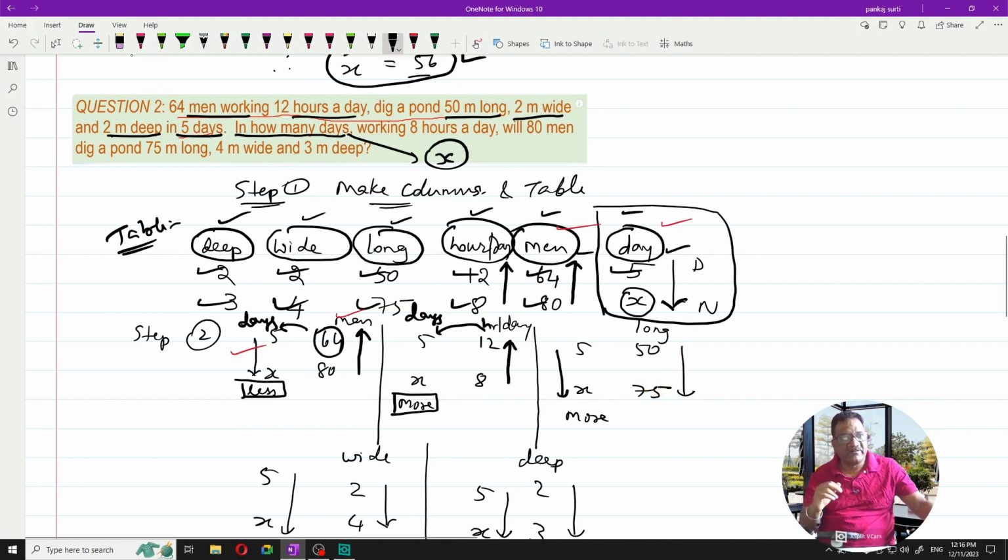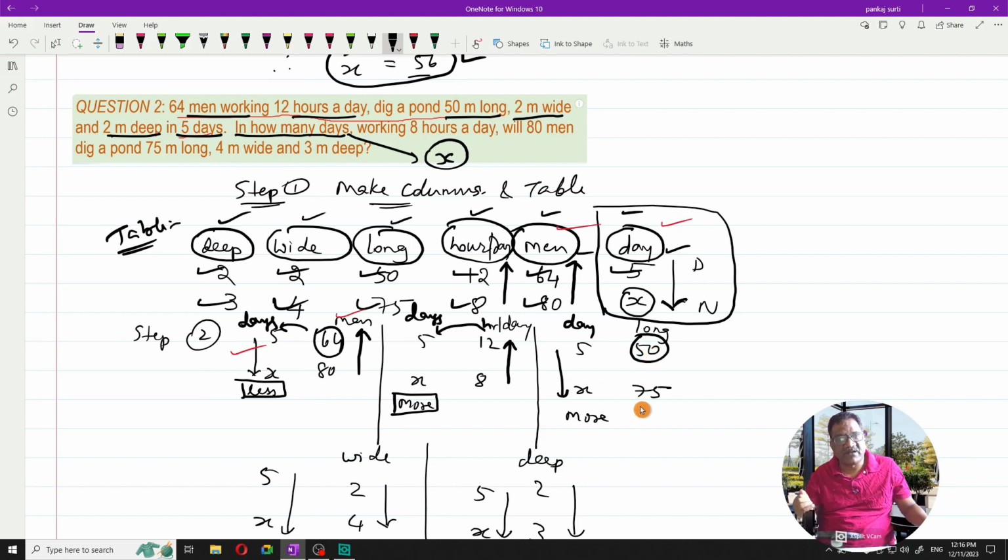Now if you want to decide on this arrow, what should it be? It was already in the downward direction, but I am telling you how you got that downward arrow. Now ask the question: a 50-meter long hole you want to dig, and that will require say 5 days. Now suppose somebody says that no, a 75-meter long hole has to be dug. So the length has been increased. What will happen to the days? Will it be increasing or reducing? Obviously it will be increasing because the amount of work is increased now.